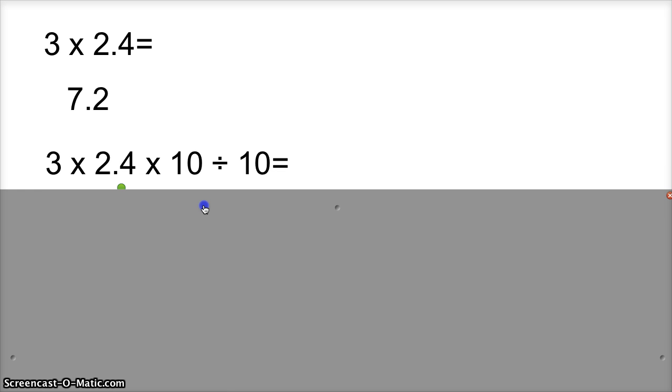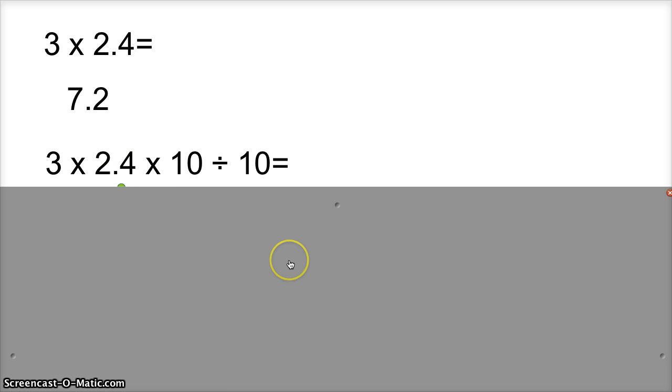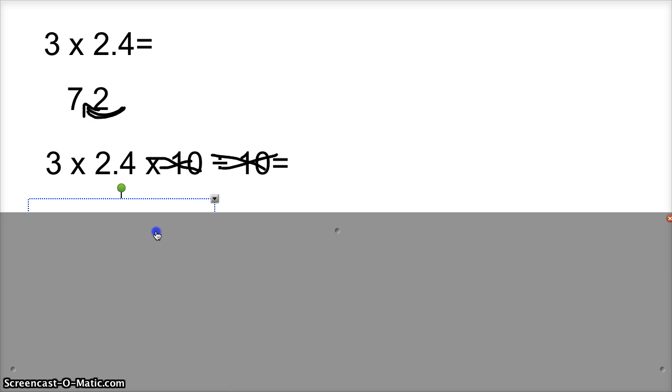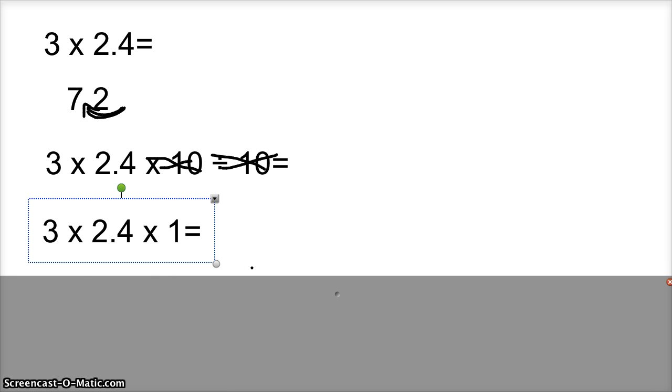I'm going to have you work with this a little bit more, so let's stick with this. 3 times 2.4. Then I want you to multiply it by 10 and divide it by 10 and tell me what the answer is. Okay. This times 10 is the same as divided by 10. If I multiplied it by 10 and then I divided it by 10, that would be moving the decimal this way if I multiplied it by 10. And then if I divided it by 10, it would be just moving it right on back. So it's the same answer that I started with. These times 10 and then divided by 10, they cancel each other out. So 3 times 2.4 times 1, still going to be 7.2 because anything times 1 is always itself.